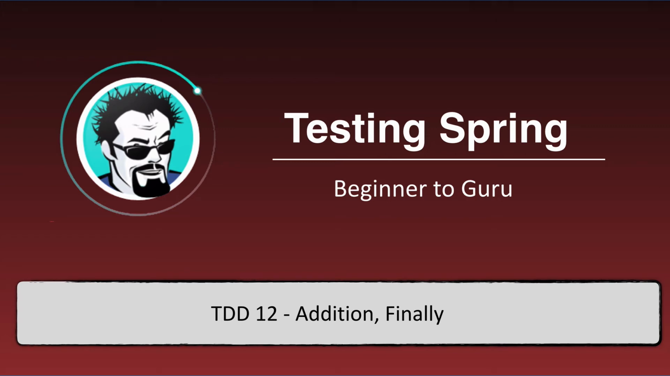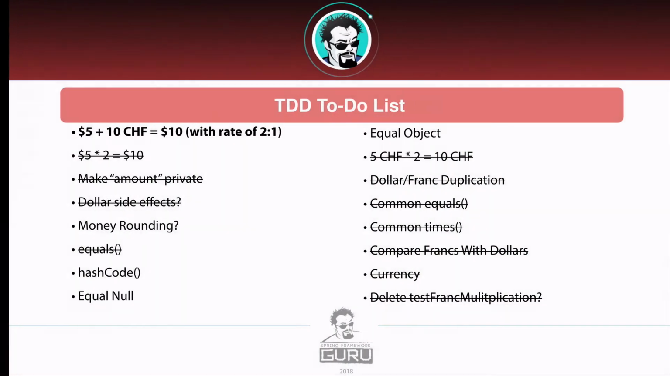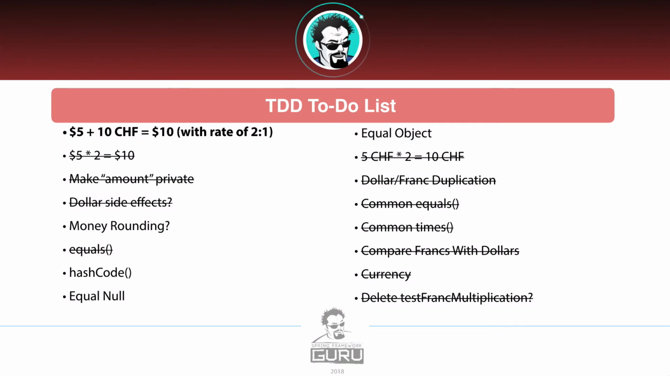In this video, we are going to be looking at Chapter 12 from Test-Driven Development by Example, and the title is called Addition Finally. Now, in this case, we are pulling up our active to-do list, and we are looking at the addition of different currencies. So we can see the one I have bold there that says that we're adding up $5 plus 10 francs should equal $10 with an exchange rate of 2.1.